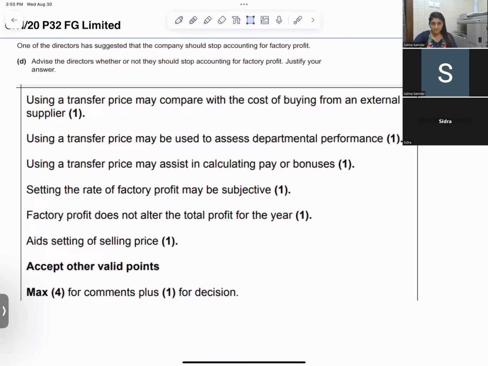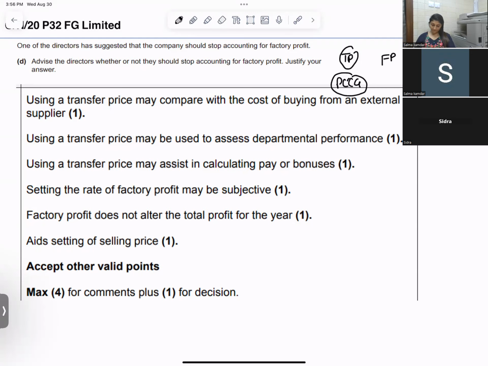Miss, I don't understand the first point. Using a transfer price may compare with the cost of buying from an external supplier. So when you are using the transfer price, you know that your PCCG is this much. You can compare your PCCG with the cost of buying from an outside supplier. Then only you get the transfer price. Then only you can get the factory profit, right? So when you're using a transfer price, you're actually comparing your cost of manufacturing with the cost of buying from an external supplier.